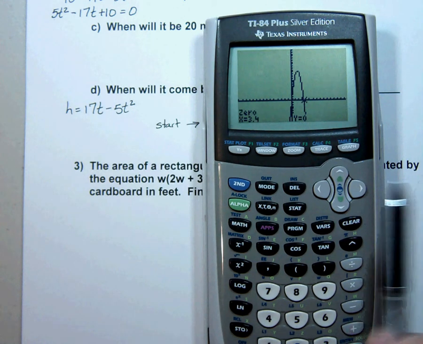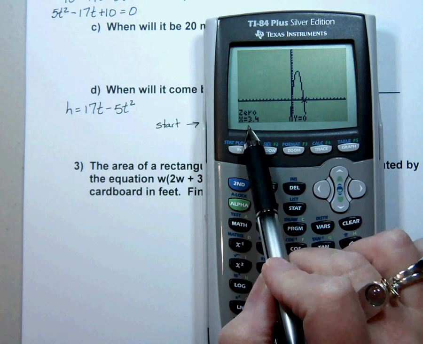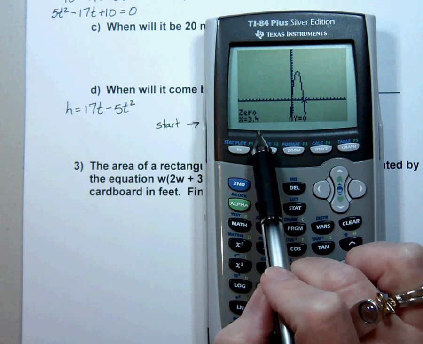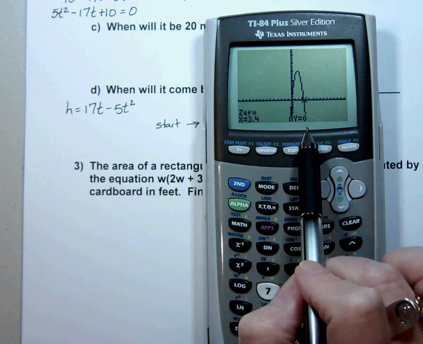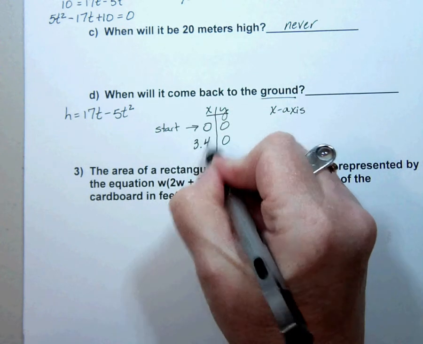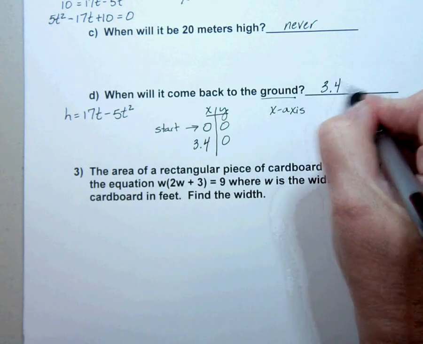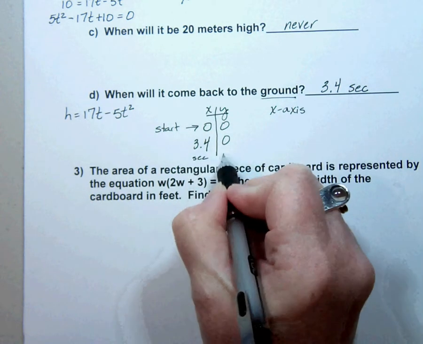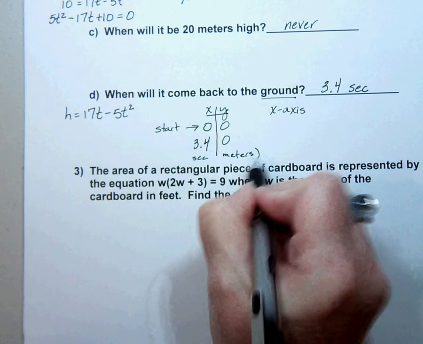Now notice that it tells me exactly the x value when y is 0. So at 3.4 seconds the height is 0 meters. That means that's where it hits the ground. So 3.40 means 3.4 seconds at 0 meters. This was our seconds and this is our meters when we're using the calculator.